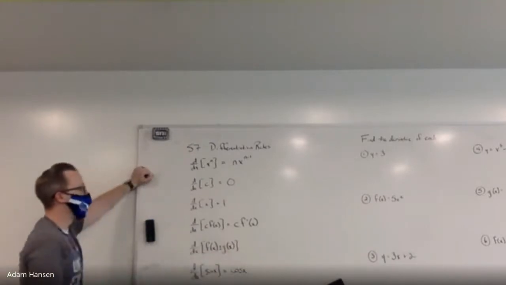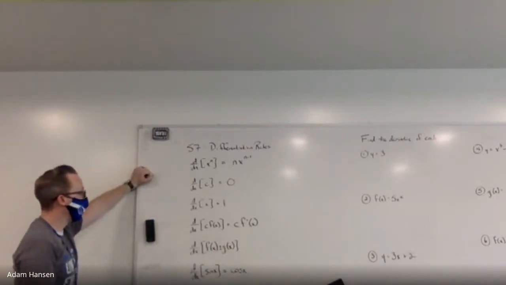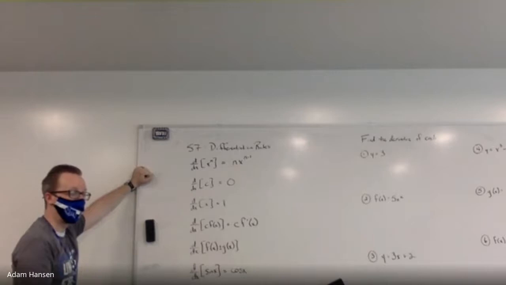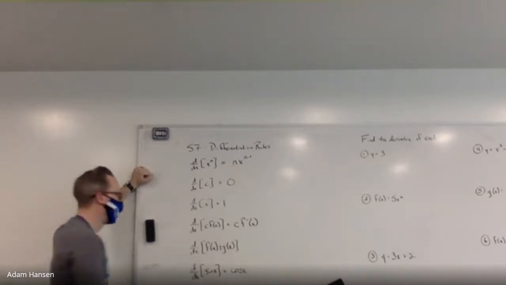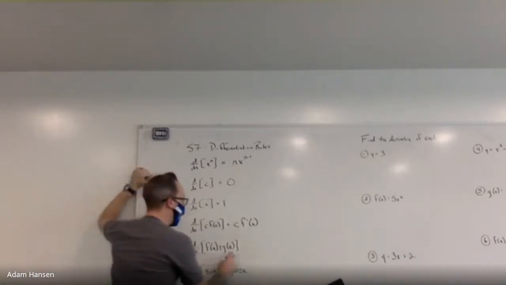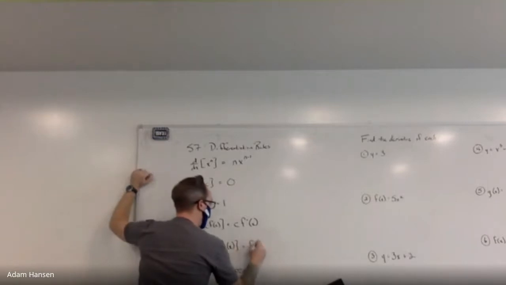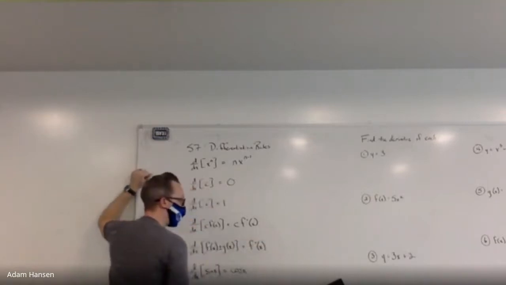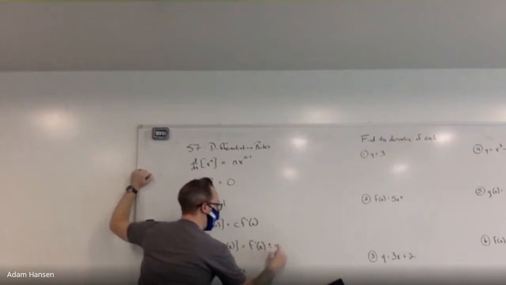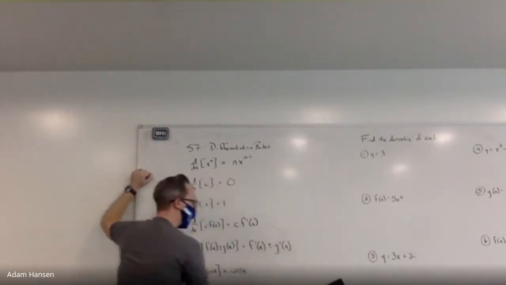Next one down is the sum and difference rule. The derivative of f of x plus or minus g of x. To find the derivative of multiple different terms, take the derivative of each term individually. The derivative of f of x plus or minus g of x would be the derivative of f of x, which is f prime of x, plus or minus the derivative of the next term, g prime of x.